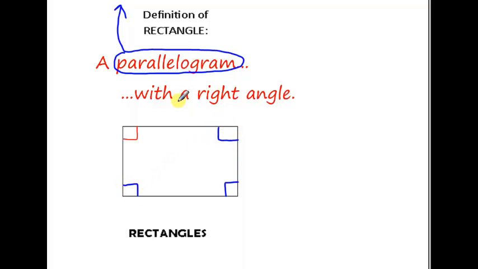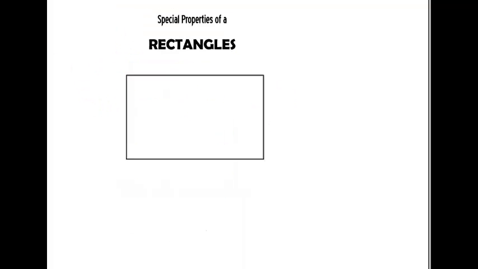So let's just change this to make it a little bit more interesting. It's got 4 right angles. A parallelogram with 4 right angles. Well, it turns out those right angles make some other stuff happen. And so if you'll flip to the special properties on the back side of your rectangles flap, the special properties of rectangles, there's one important one that you want to know. And it is this. Write this down.